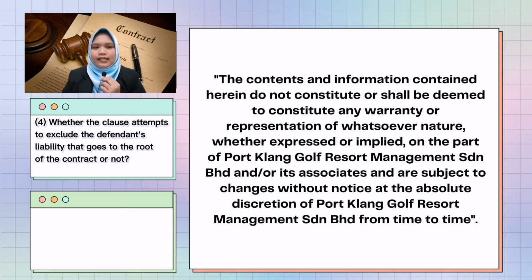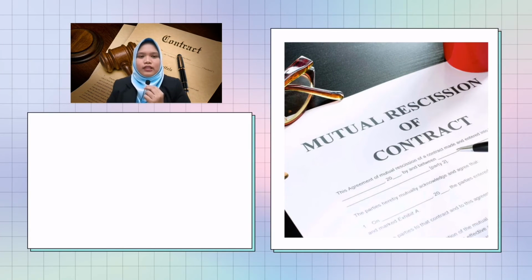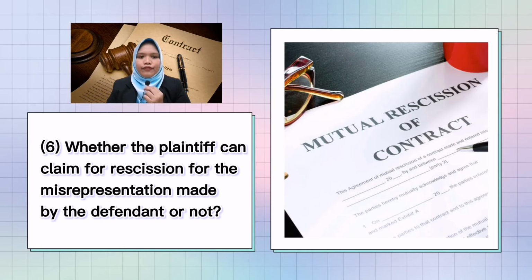In the same context, the fifth issue will be whether such exemption clauses could be relied on by the defendant or not. Lastly, after all of these things happen, the sixth issue for the case will be whether the plaintiff can claim rescission for the misrepresentation made by the defendant or not.